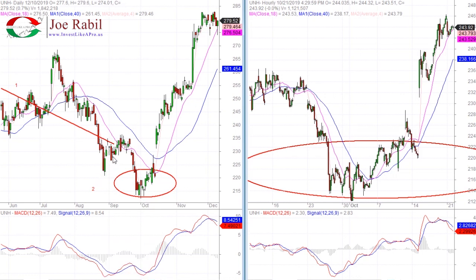Then we made a rally up. And during this rally, the MACD actually crossed above its signal line, which is okay. But it's usually an early warning sign that we could be losing momentum to the downside. Alexander Elder actually calls that breaking the back of the bear. So, when we do that, we've taken a lot of the momentum out of this move.